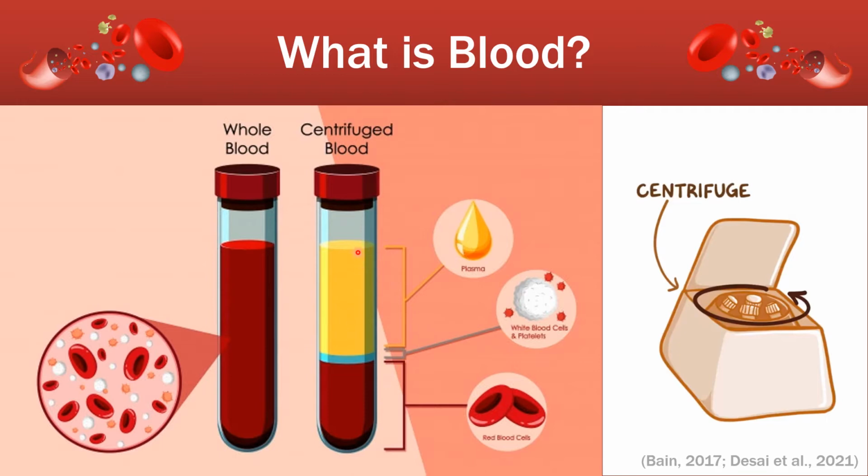The very top, which is in yellow, is what we call the plasma layer. The very thin blue-like layer is actually your white blood cells and your platelets. And then your very bottom layer in red is your red blood cells. And we'll talk a little bit more in depth about each of these layers in the next slide.